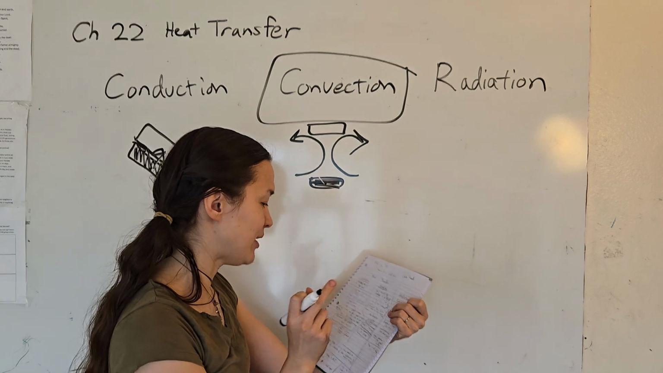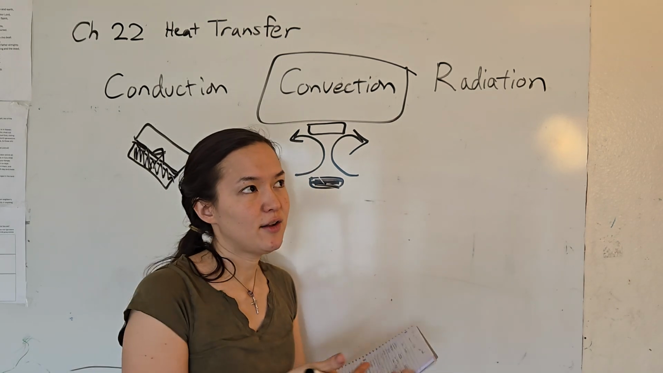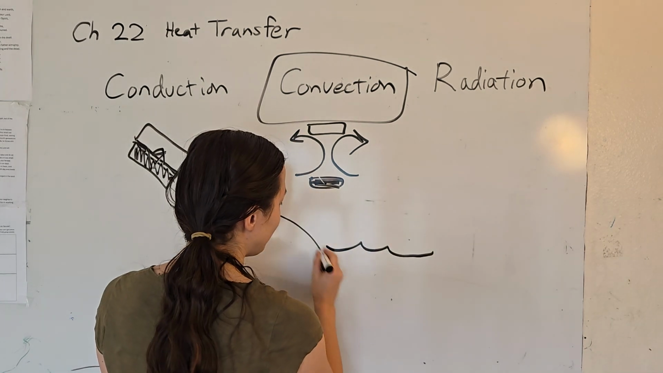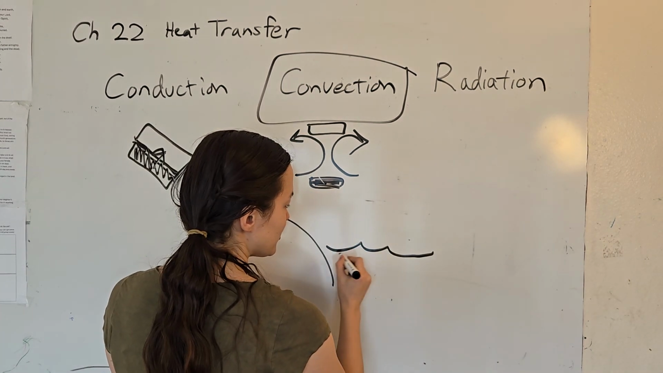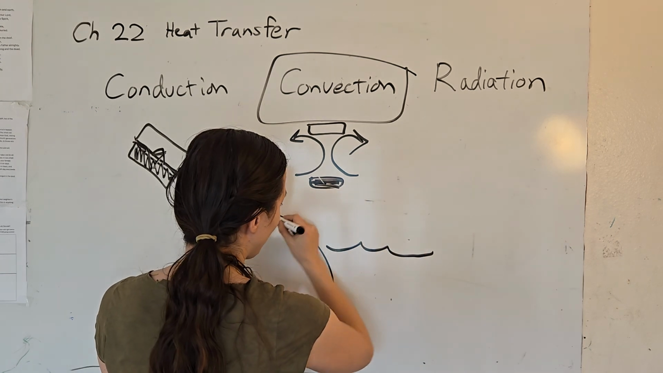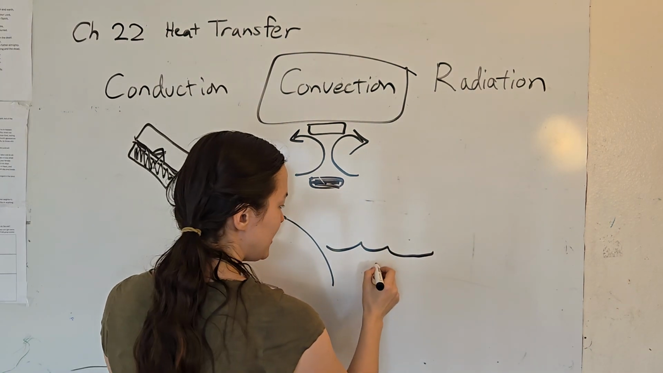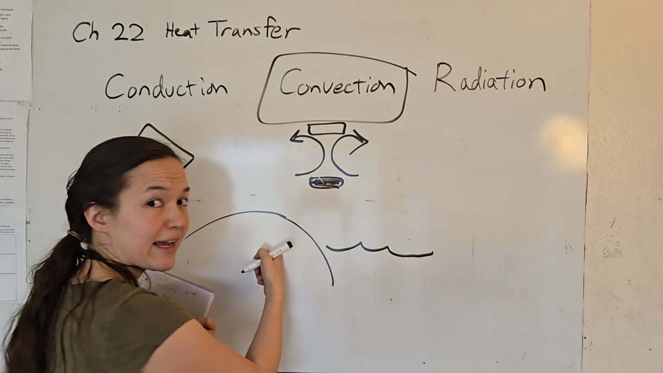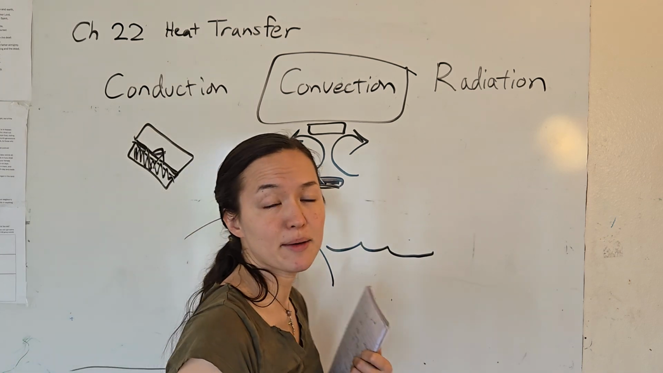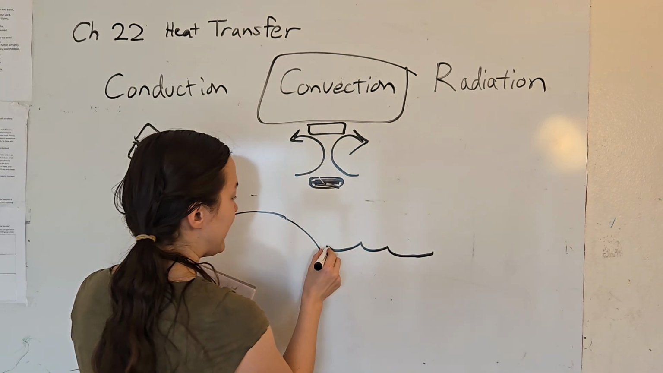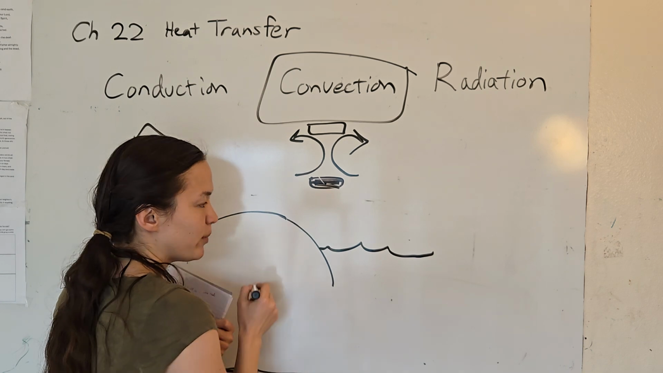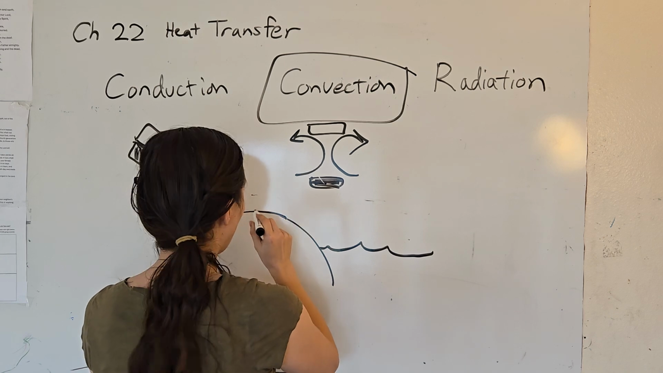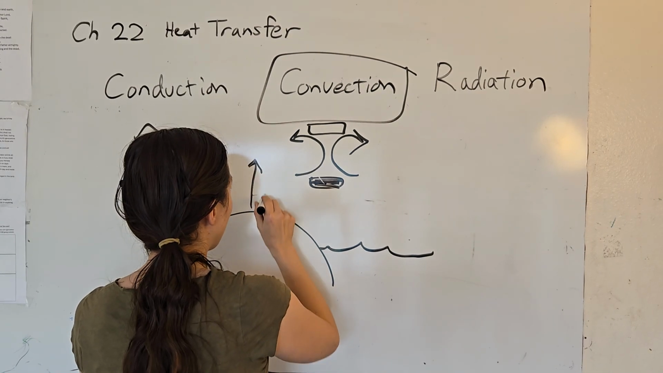Another example is sea breezes, because you remember the high specific heat of water. During the daytime, the sun is warming up both the land and the sea, and remember the sea takes a really long time to warm up. So during the daytime, the sea is cooler than the land. The land heats up much faster, like the iron heats up much faster than the water. And so the land will be hotter, and this means that the air over the land will get hotter and it will rise, because remember, hot air rises.